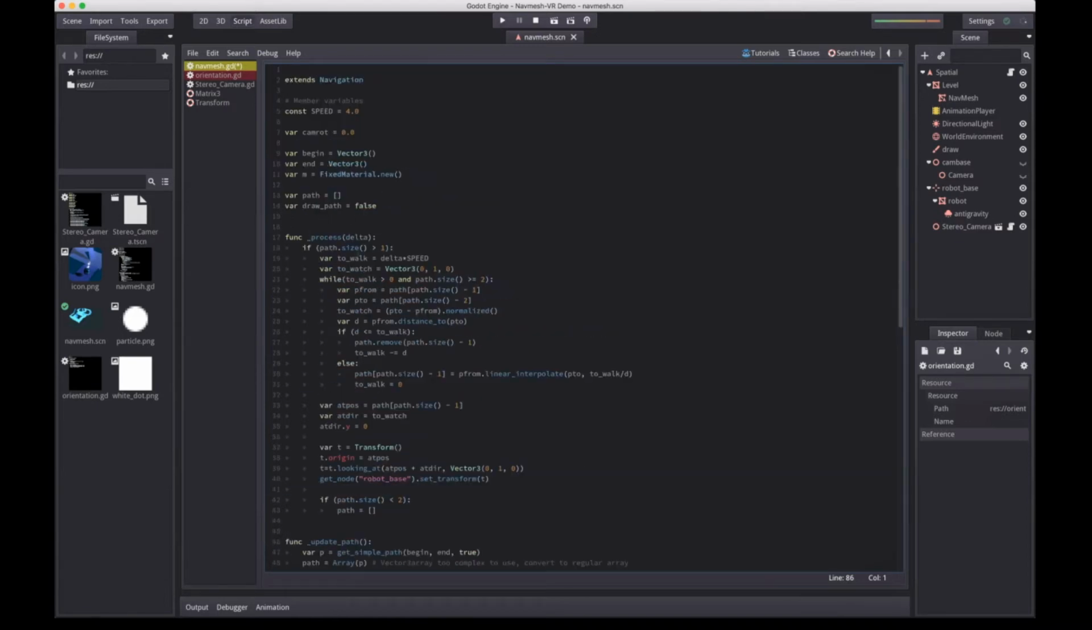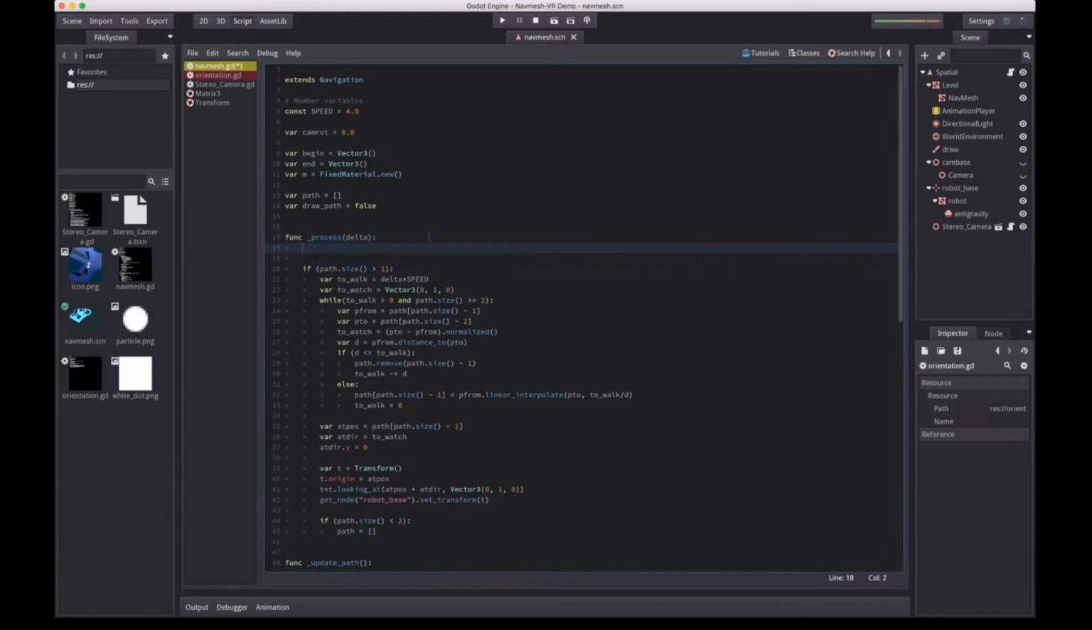Right now, every frame our process will be running and it will check the path size. If it's bigger than 1, it will process our path logic, but if it's empty, this doesn't do anything. However, we want it to do something for orientation. What we're going to do here is get the current transform of our stereo camera.